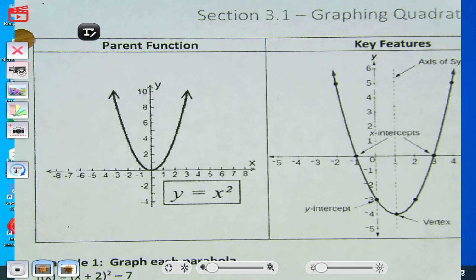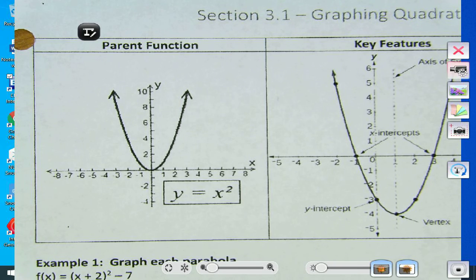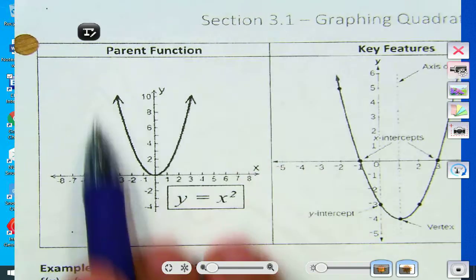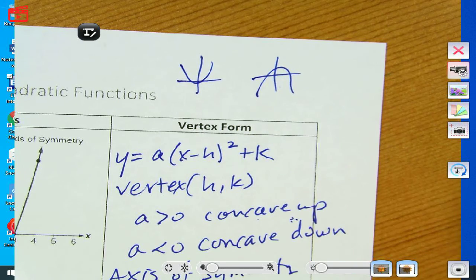Is this hard? This is tedious, but it is not difficult. Yeah, it's tedious, but not difficult.